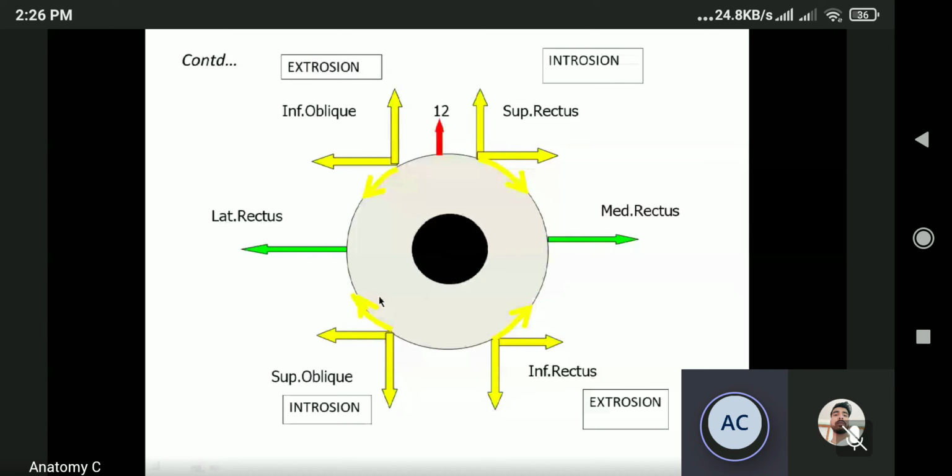Now talking about the lateral rectus. Look at here, this is the lateral rectus. What is it doing? If medial rectus is doing adduction, this will be abduction. Similarly, this is causing elevation and abduction, and another is extorsion.